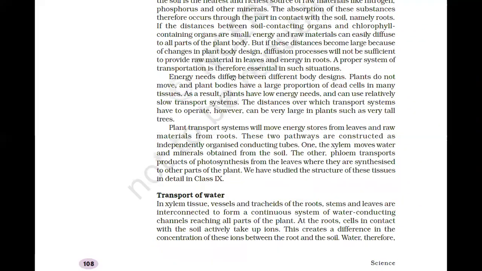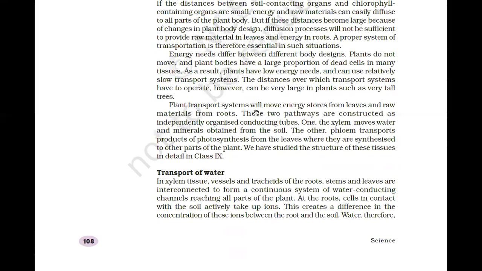Energy needs differ for different body designs. Plants do not move, and plant bodies have a large proportion of dead cells in many tissues. As a result, plants have low energy needs and can use a relatively slow transport system. The distances over which transport systems have to operate, however, can be very large in plants such as very tall trees. Plant transport systems will move energy stores from leaves and raw materials from roots.